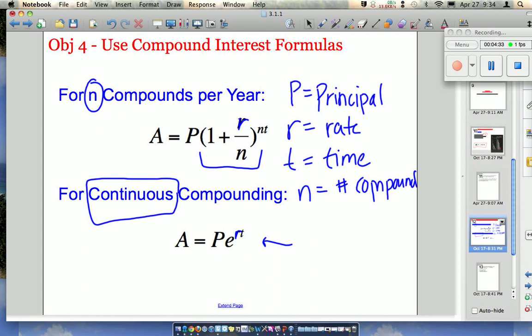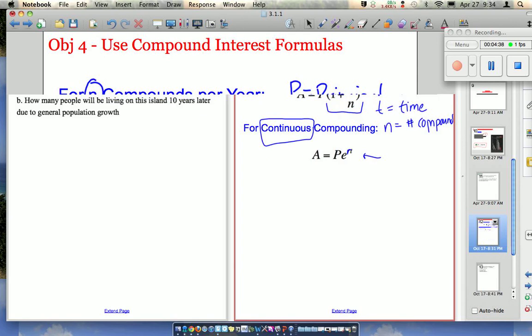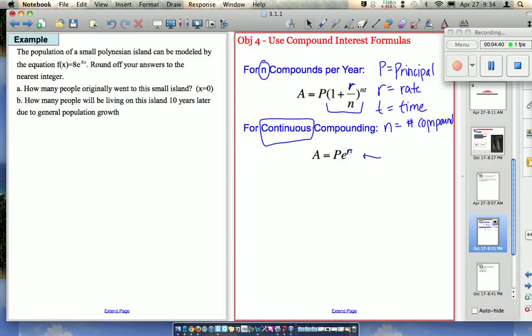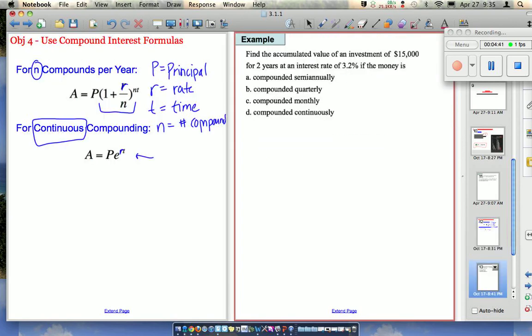And let's take a look at an example so we can make sense of this. So I'm going to leave these formulas up so we can use them for this next problem. So here we have the accumulated value of an investment of $15,000 for 2 years at an interest rate of 3.2%. If the money is compounded semi-annually, quarterly, monthly, continuously.